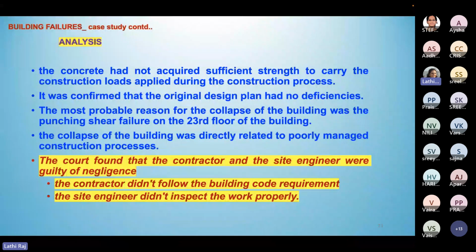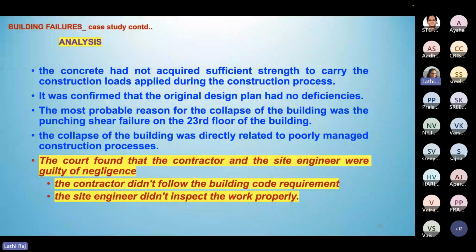The analysis results showed the concrete had not acquired sufficient strength to carry the construction load applied during the construction process. So the 23rd floor flat plate did not acquire the required strength. They were casting the 24th floor, so there was not enough strength for that floor. It was confirmed that the original design plan had no deficiencies. So the design was sound. The most probable reason for the collapse of the building was the punching shear failure on the 23rd floor of the building.